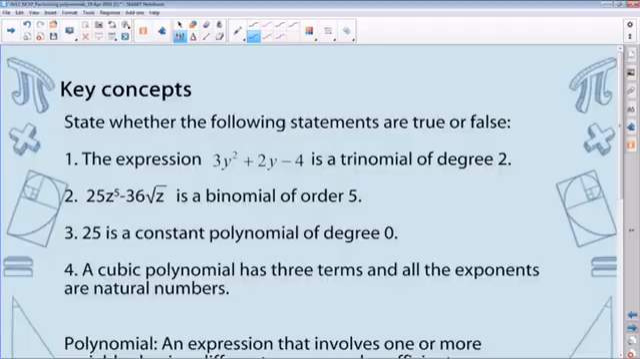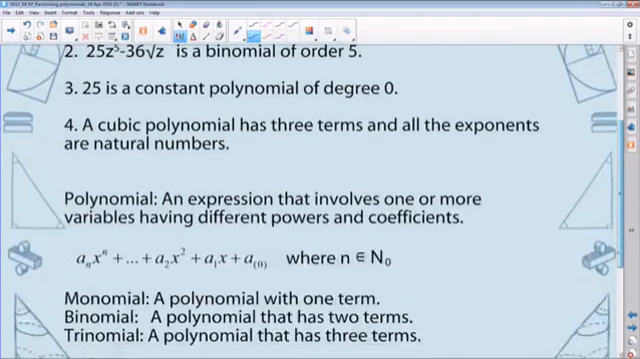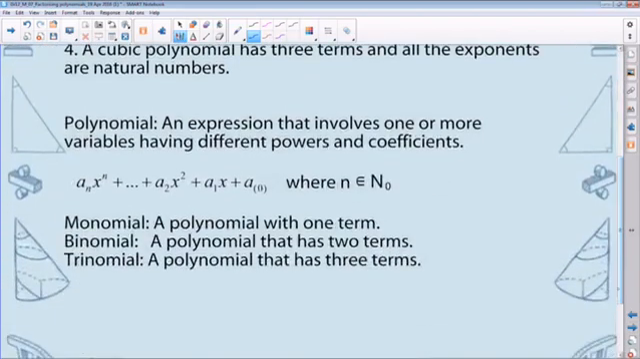So you will see that a polynomial is an expression that involves one or more variables having different powers and coefficients. Now remember, your coefficient is your number in front of your variable. Your power, obviously, is your exponent. So if you have a look at a_n x^n, what a_n represents is a coefficient, and that's the coefficient of your variable x with power n. Okay, so a polynomial is an expression that involves one or more variables having different powers and coefficients.